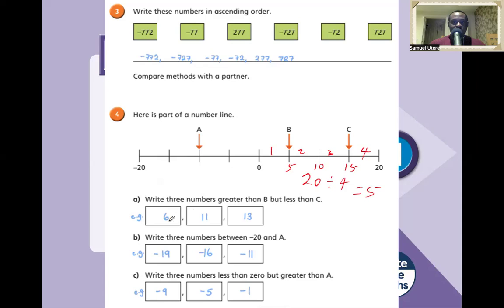You're being asked to write 3 numbers greater than B but less than C. So 3 numbers could be 6, 11, and 13. Anything between 5 and 15. And then write 3 numbers between negative 20 and A. So we know the numbers are increasing or decreasing by 5. So this has to be negative 5, we're adding 5 every time, this negative 10, and that should be negative 15. So really quickly, you can see why these answers are correct.